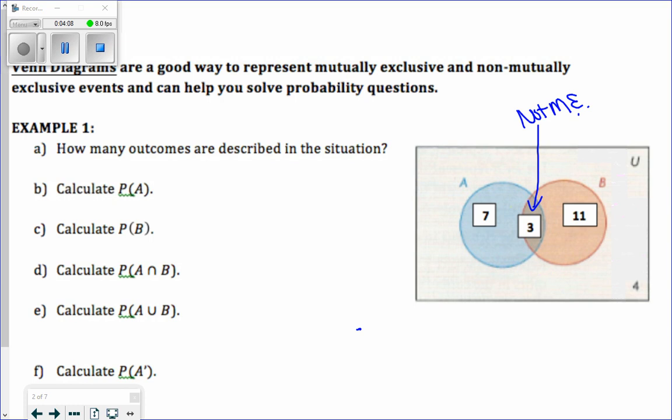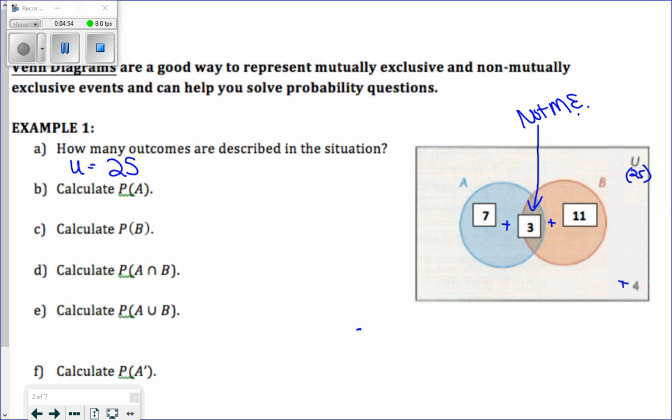Okay. So the 7, 3, and 11 represent how many outcomes there are. So maybe event A is like picking a ball numbered 1 to 7, right? Or maybe, I don't know what they are, but that 7 just means that there's 7 outcomes in that circle part. So how many outcomes are described? If we go 7 plus 3 plus 11, and then here's the 4 down in the neither. So that's 10, 21, 25. So the universal is 25. That's the total number of outcomes.